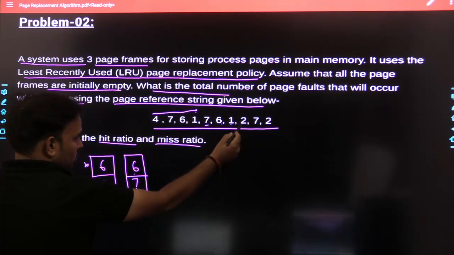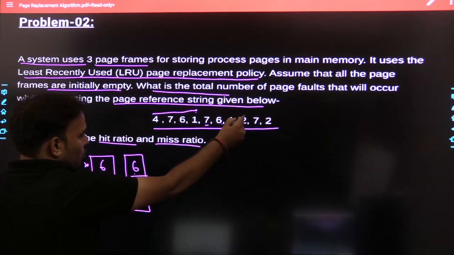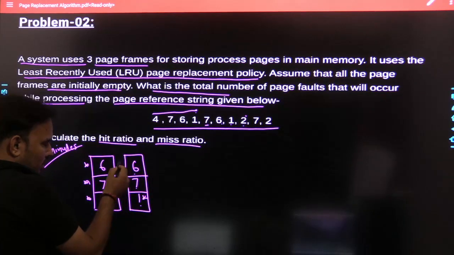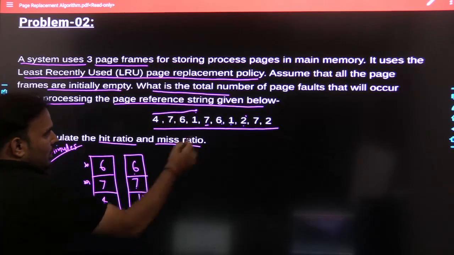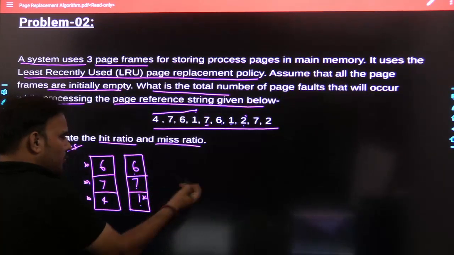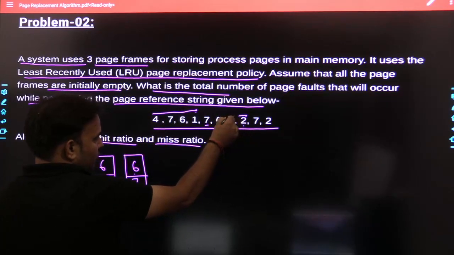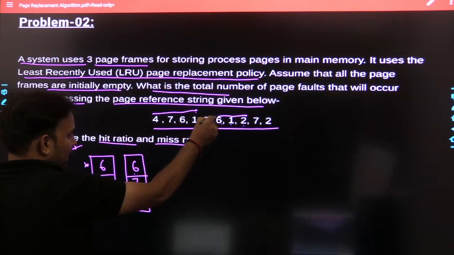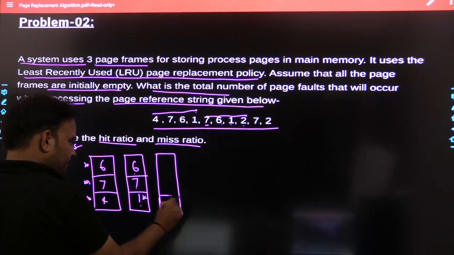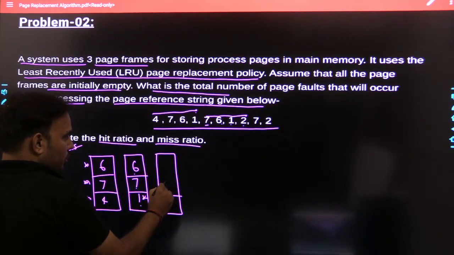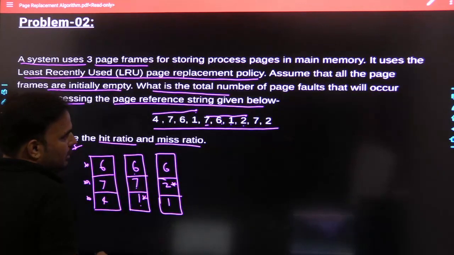2 is not in main memory. Which one do we need to replace? At that time, which pages do we have in the frame? 6, 7, 1. Out of 6, 7, 1, which one will you get last when you go backward? 1, 7, 6, and 7. You need to replace the 7 with 2. It will give you a page fault.